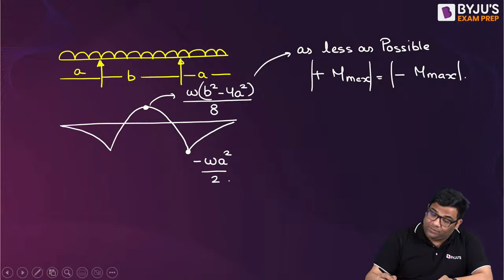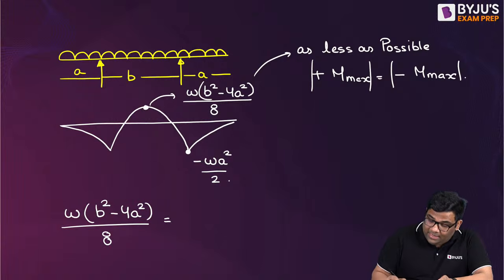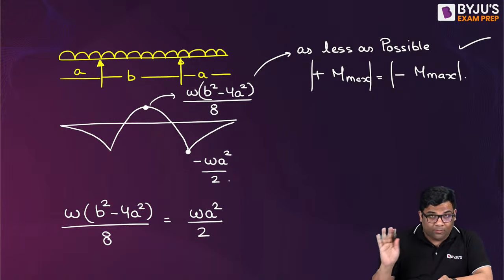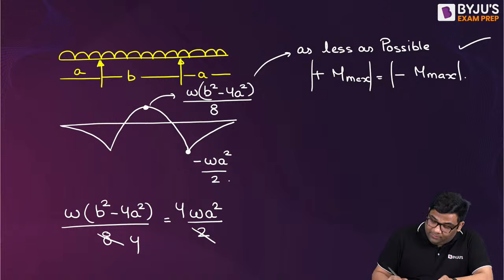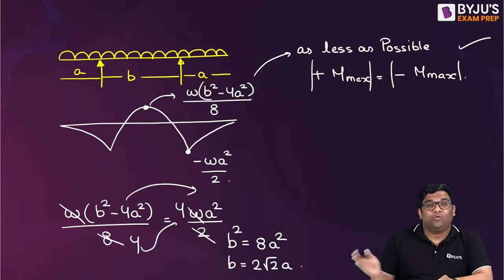So if you see, this maximum one is W(b square minus 4a square)/8, and this is equal to W a square by 2. And I told you numerically means the mod, right? Now this becomes 4. You bring this 4 here, W gets cancelled, and I get b square equal to 8a square, or b is equal to 2 root 2a.